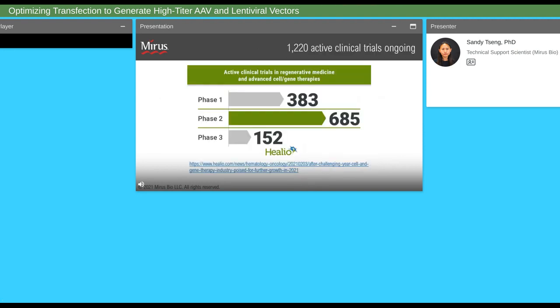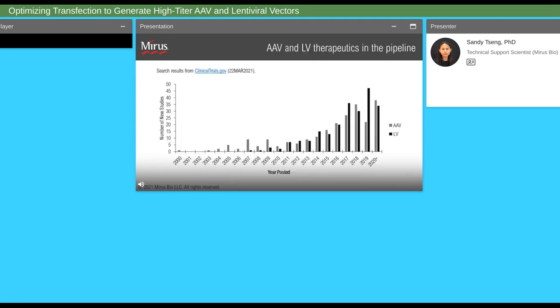We are likely going to see an increase in the number of approved gene and cell therapies. As evidence of this, as of 2021, when this industry report was released, 1,220 active clinical trials involving cell and gene therapies are ongoing in these various phases. And this chart here shows the number of new clinical studies posted each year since 2000, which mention the use of AAV and lentivirus specifically. And as you can see, it's clearly growing.